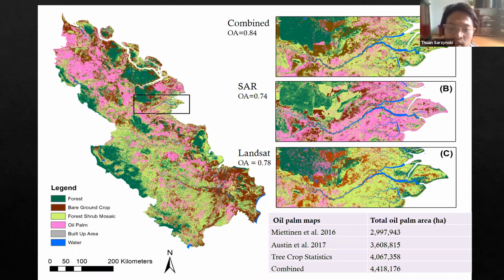And for Austin, I think one of the problems of Austin was the resolution. I think the resolution was lower than the resolution we used. So that's why they have a lower estimation. And I'm pretty happy with our estimation because it's very close to the official Indonesian estimation. So this was pretty good.